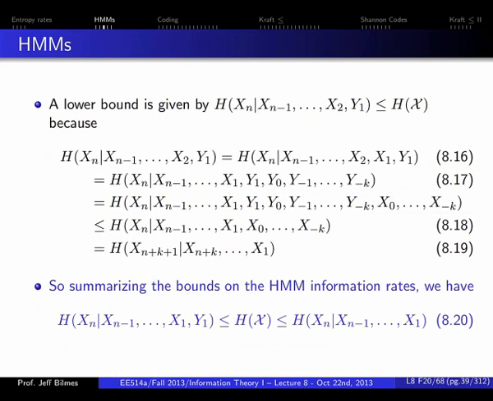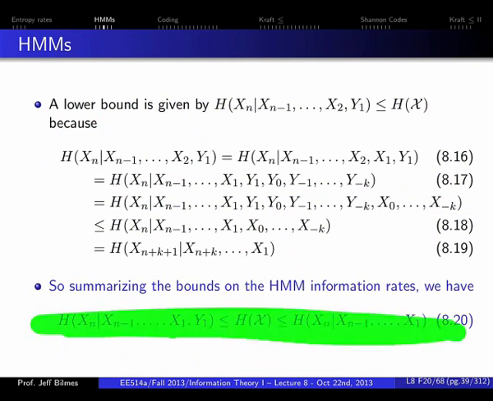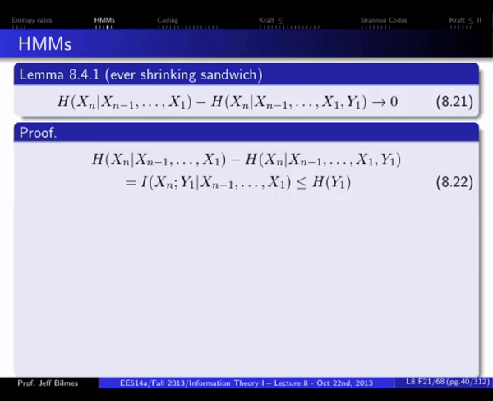So here's the summary of the upper and lower bounds on the entropy of a hidden Markov model. So great. The other thing we have is this ever-shrinking sandwich theorem, which basically says that as n gets big, the upper and lower bound approach each other.